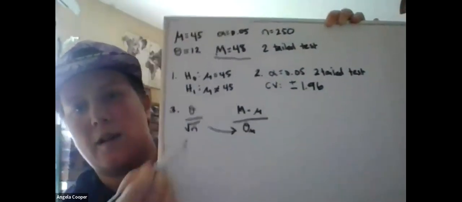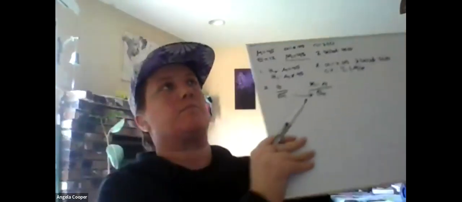Okay. So I start with this standard error. So our population standard deviation is 12. So I have 12 divided by the square root of n, which is 250. Usually when I do this, I round to 2 decimal places as I go along. For example, I can't do the square root of 250 in my head.